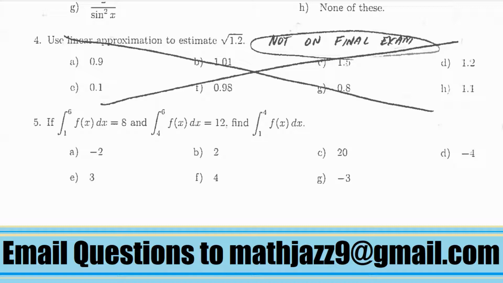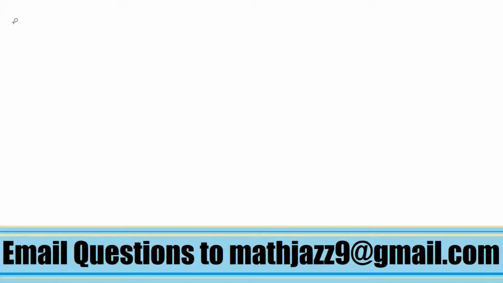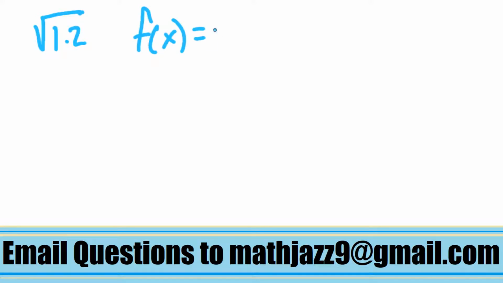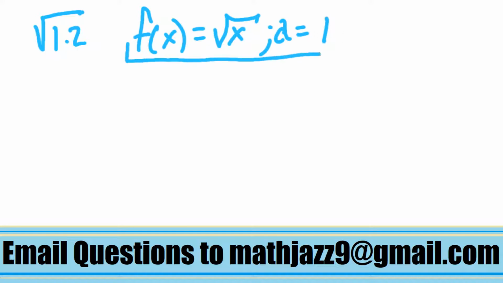So the way to do that is we're going to use a tangent line. That's what linear approximation will mean for us, is we will take a tangent line and we will plug in correct points. So we want the square root of 1.2. So the function that we're going to find a tangent line for is going to be square root x. The place where we're going to find the tangent line is going to be 1, because 1 is really close to 1.2, and it's something that we can compute the square root of really easily. So we're going to find the tangent line to this function at this point.